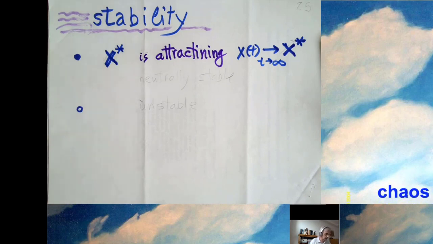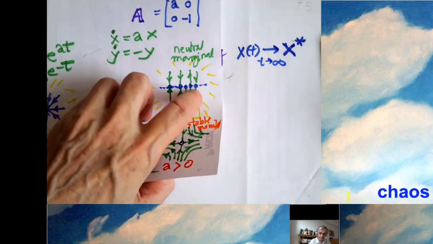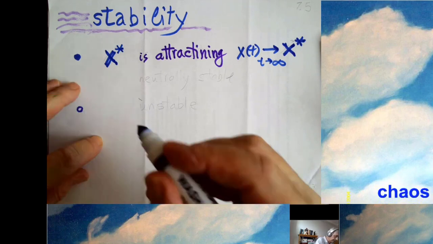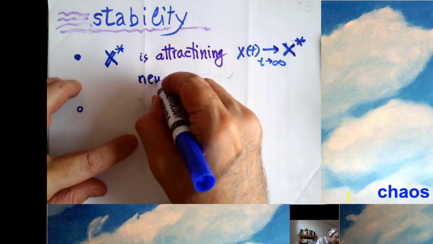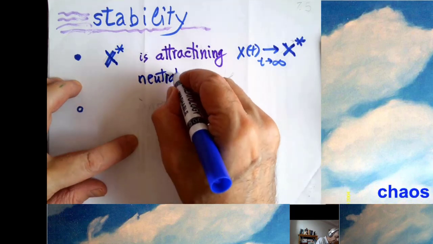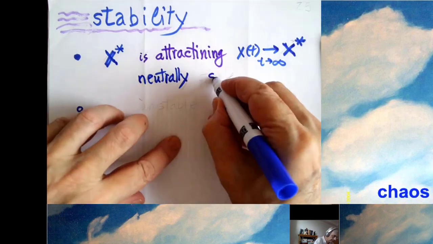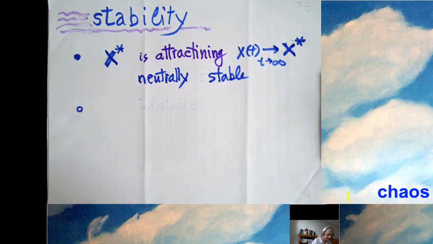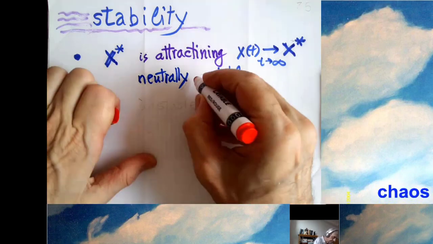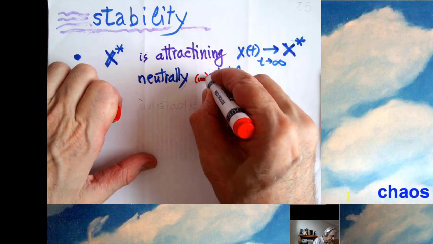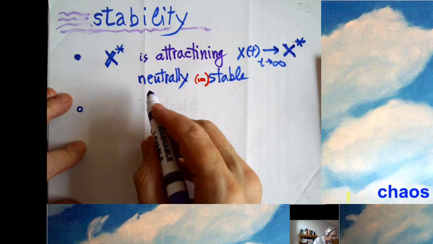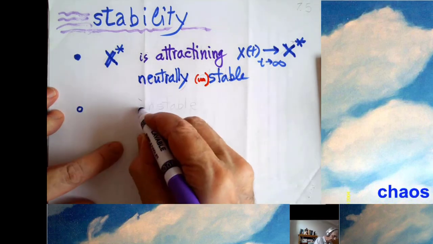Then there are marginal cases that look like this. They're a little bit weird. They're lines of points that are not moving, but everybody's falling into them. So that is called neutrally stable in the example I gave you, but it could also be unstable. That's okay. So it means in some directions you can decide what to do, in other directions, or you can have a point which is unstable.